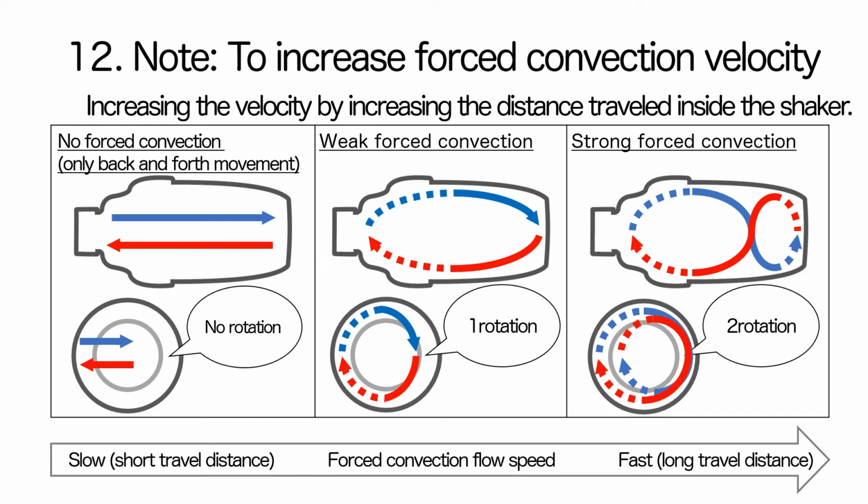A high flow velocity means that the flow distance is long in 1 second. There are two ways to increase the flow velocity inside a fixed size shaker. One is to increase the speed at which the shaker is shaken, and the other is to increase the actual distance traveled inside the shaker. In other words, forced convection causes rotation along the inside of the shaker, and increasing that rotation leads to higher velocities.